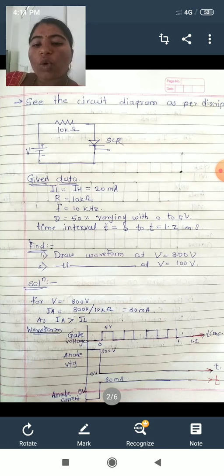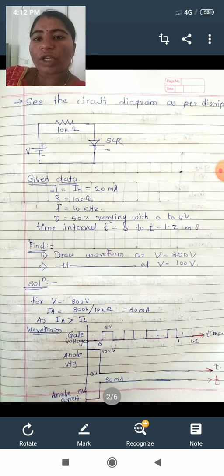Hence your voltage drops from 300 volt to 0 volt, and your current rises from 0 or negative anode current to 30 milliampere positive current. In this case the SCR gets turned on when your gate pulse rises from 0 to 5 volt. This is the waveform calculated for V equal to 300 volt.